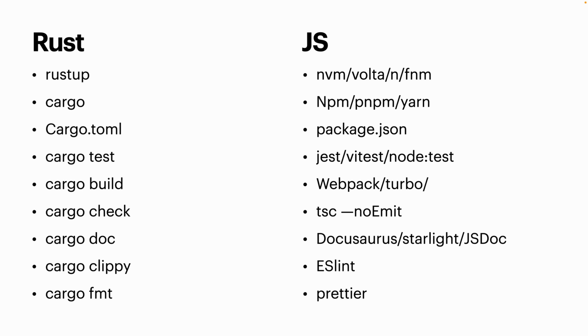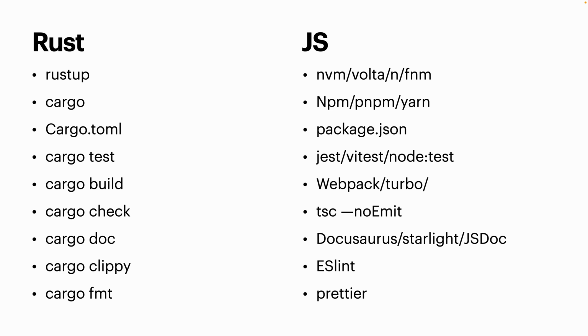If you've worked with JavaScript, you know that npm, Volta, N, FNM, etc. We've got tons of options for version managers. We've only got one option in Rust. It's rustup. For all of the other things that you do in JavaScript, whether that's package management with npm, pnpm, yarn, other new tools, testing with Jest, Vitest, or the new node test in Node, building with Webpack, Turbo, or any of the other tools that we talked about, type checking, documentation, linting, formatting your code automatically.